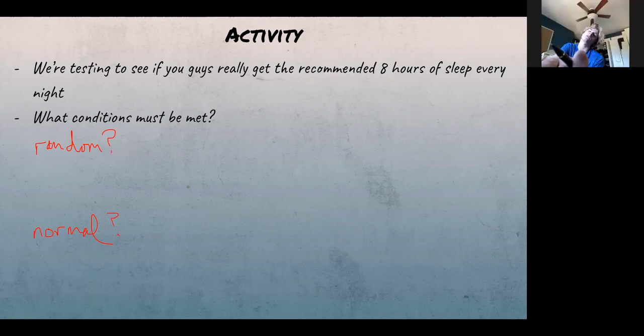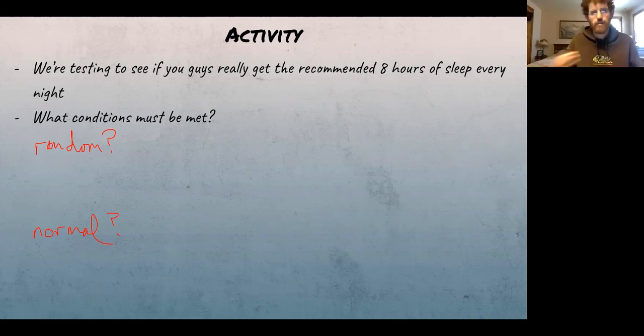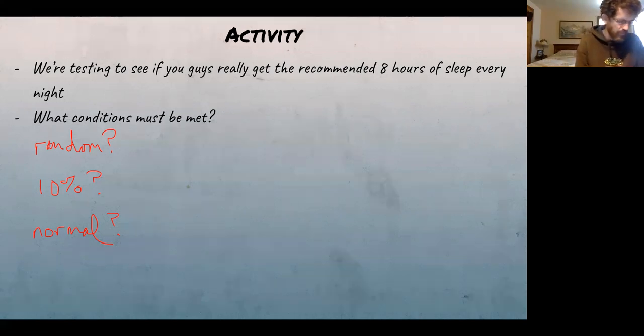Independent. 10%. Yeah, independent, 10%. So in this case, it would be 10%. But if we had independent trials like with free throw shooting, then that would also qualify. So there we go. And so let's just run through it. Random. Would you call this a random sample?